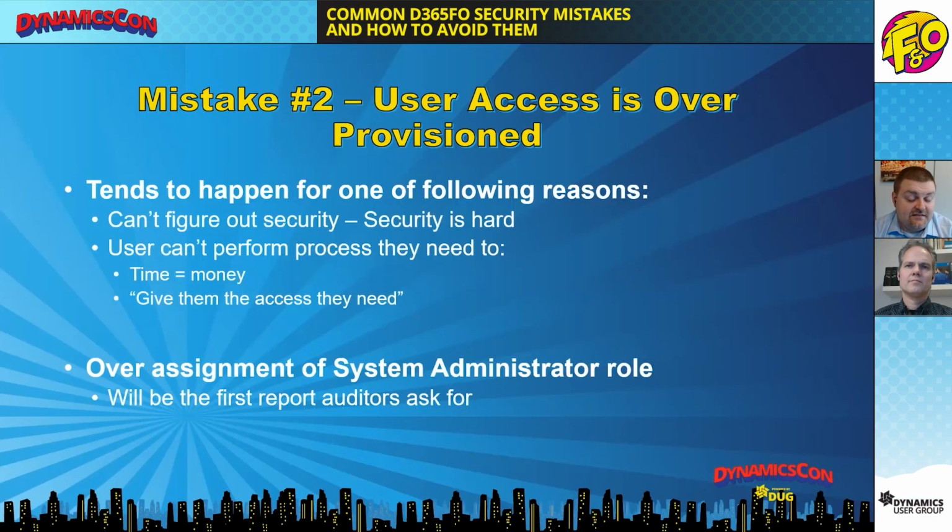So the first mistake leads into the second mistake, where we talk about user access being over-provisioned. And this can happen for any number of reasons. But first and foremost, what we hear quite often is that end users can't figure out security, and so they end up just assigning more and more roles until they can actually perform whatever action they're trying to perform in the system.